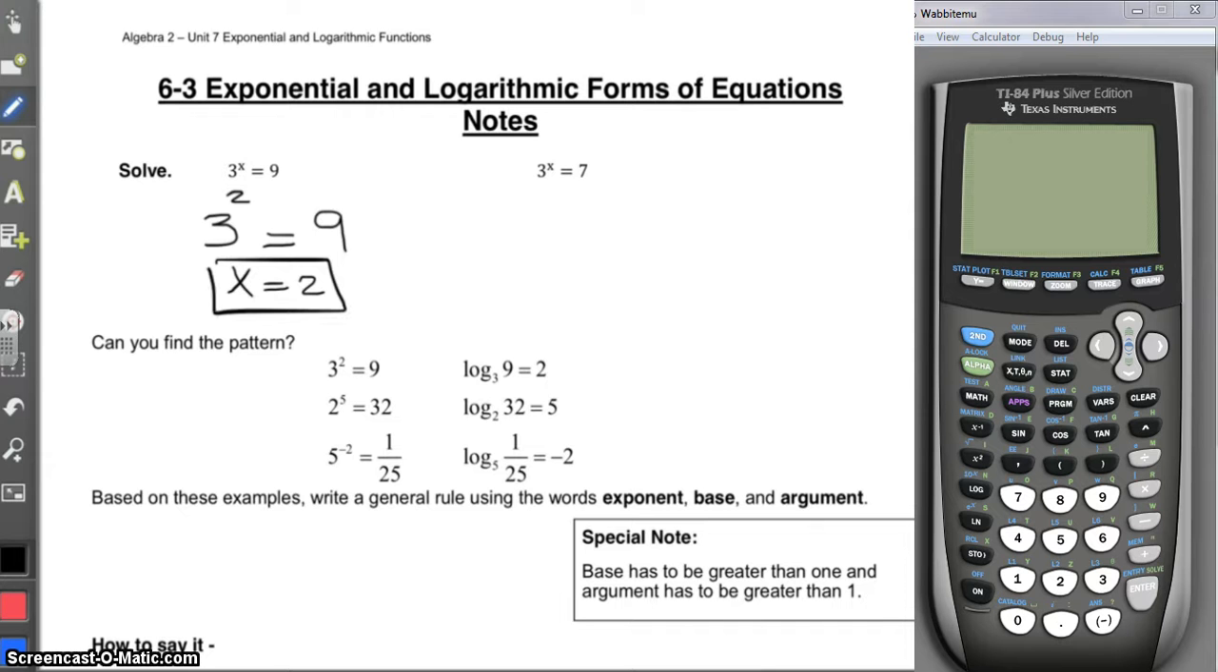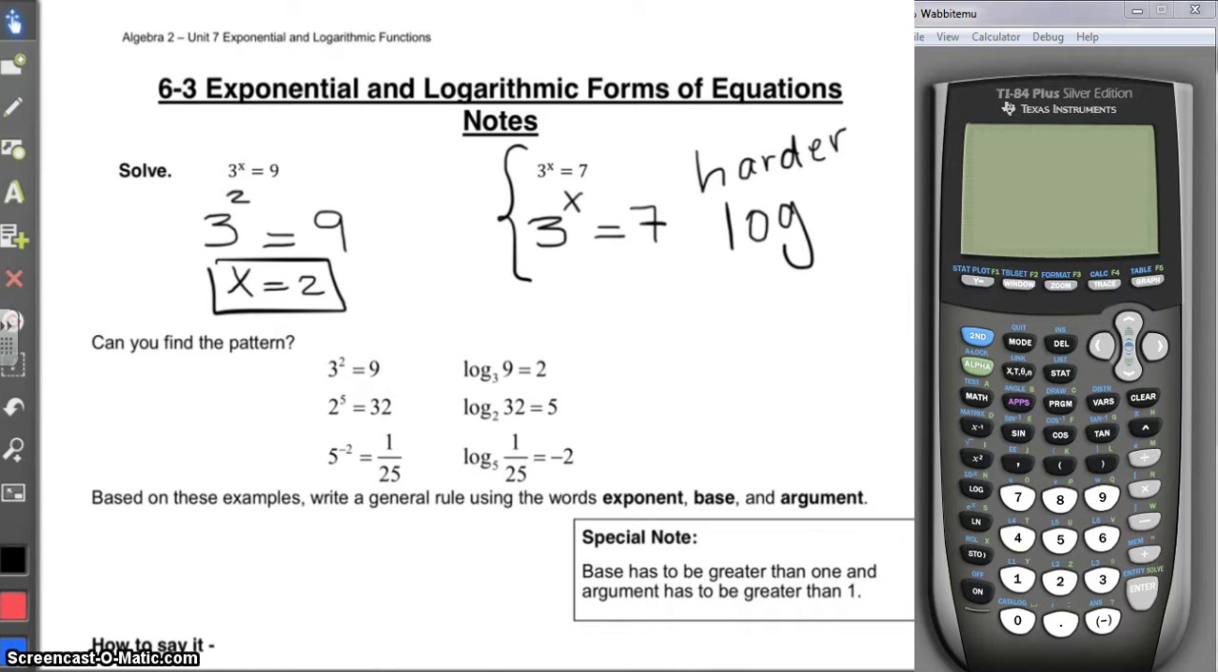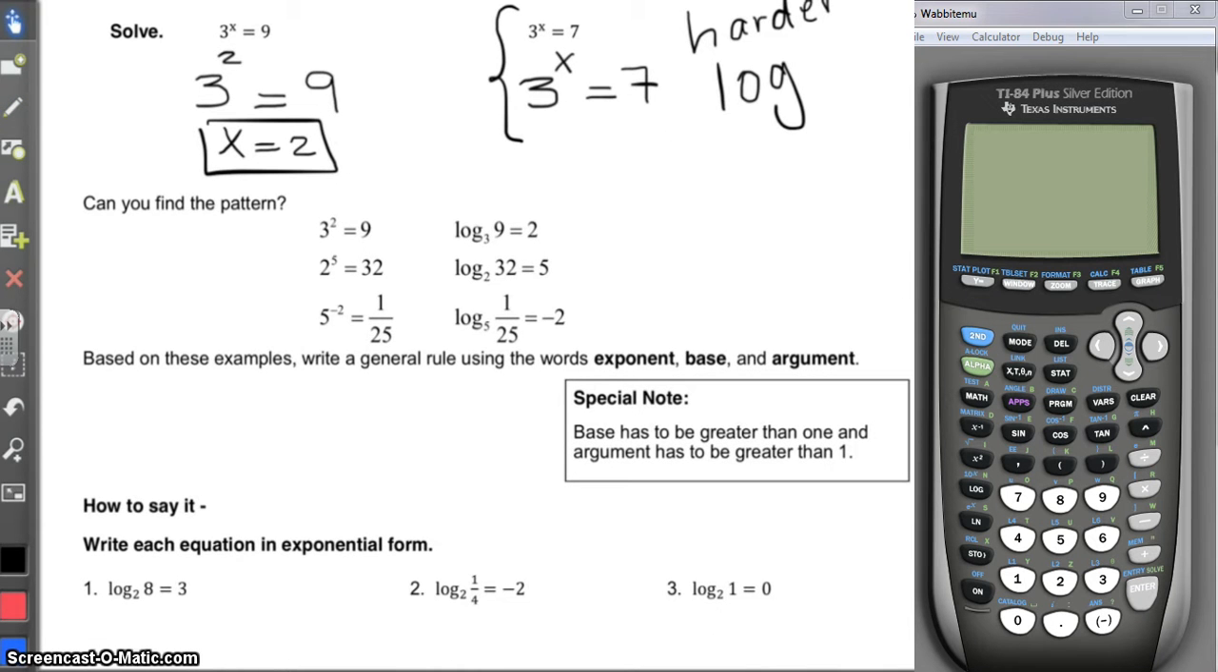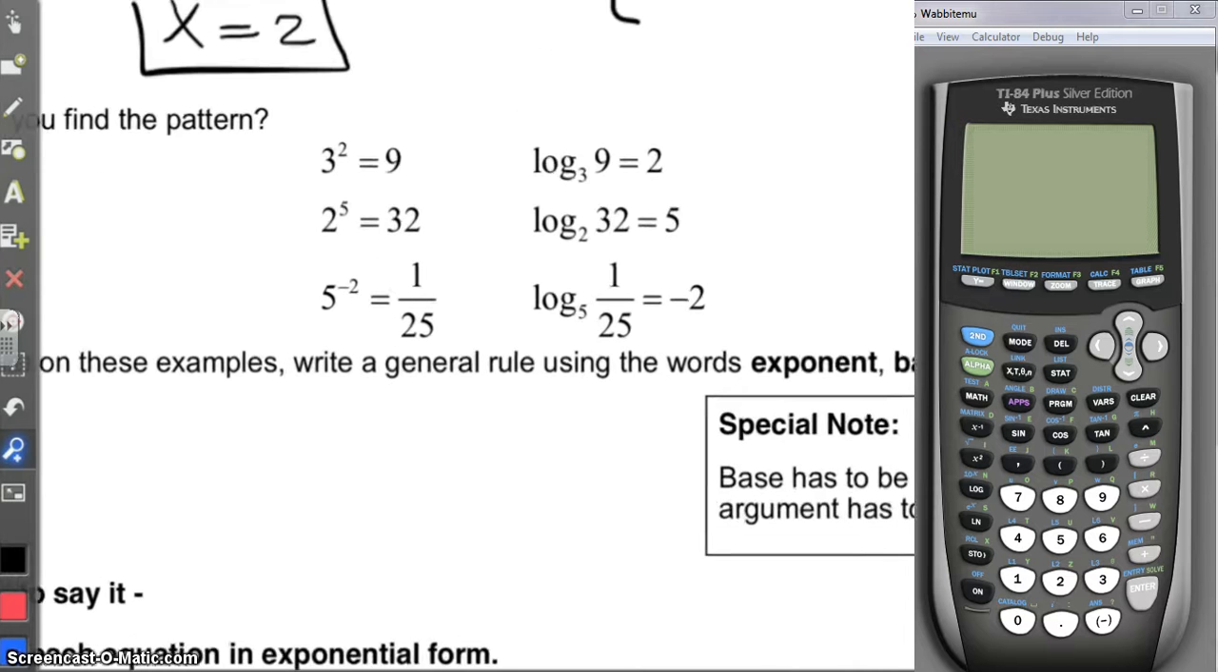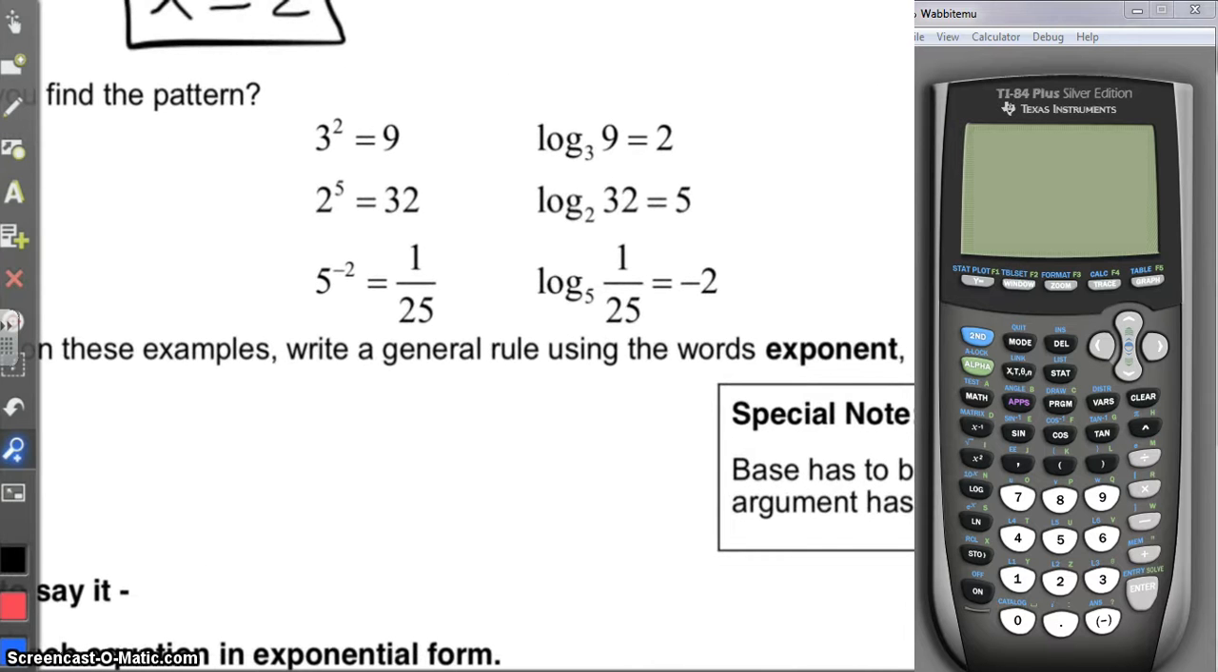Now if you move on to the next example, where you have to find x where 3 to the power x is equal to 7, what power can you raise 3 to to get 7? This is harder than the first problem, and that's why we're learning how to use log to solve problems like that. But before we see how, let's try to find a pattern between exponential functions and logarithmic functions. So let's move on to the second part.